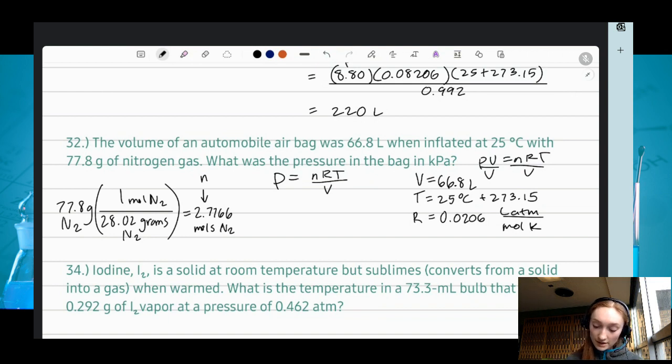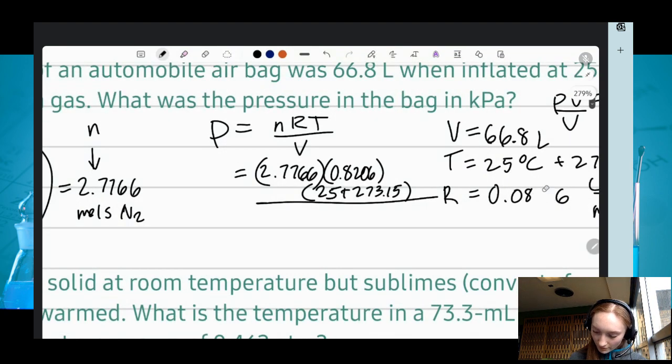But anyway, now that we know the volume, the temperature, the R value, and n, we can just plug in all these values and solve for the pressure. So it's 2.7766 for n. For the R, it's 0.0... Oh, I wrote down the R value wrong. There we go. 0.08206. And then the temperature is going to be the 25 plus 273.15. Let me just add it down here. So this is going to be the temperature, and then all divided by the volume. And so the volume is 66.8 liters.